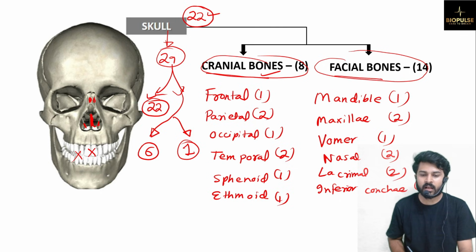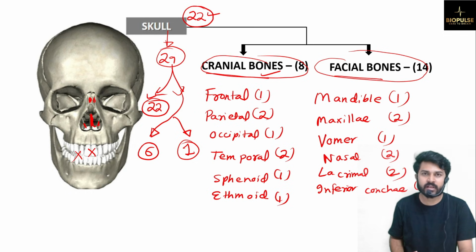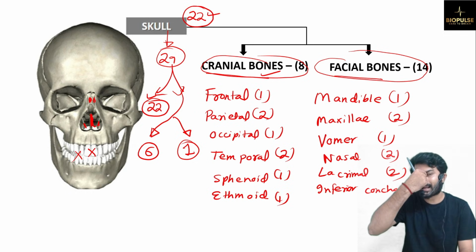Fine. Till now how much we got to know? Mandible 1, 2 maxillae, 1 vomer, okay, 2 nasal bone, 2 inferior nasal conchae. Okay, and 2 lacrimal.